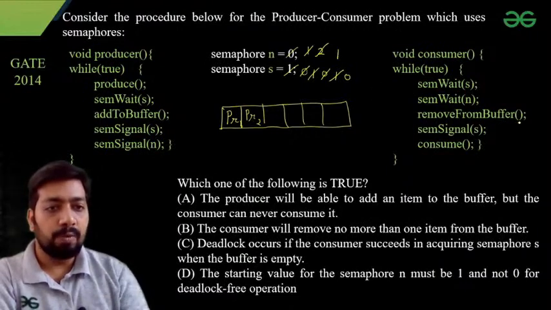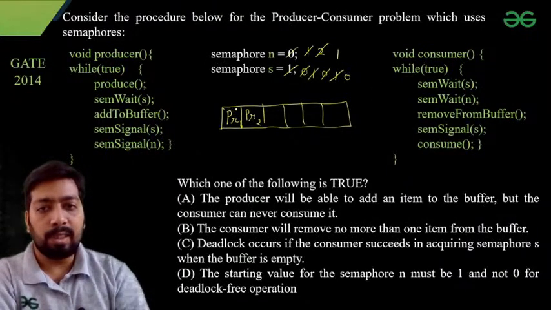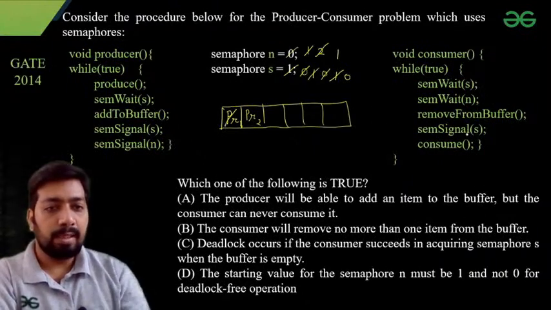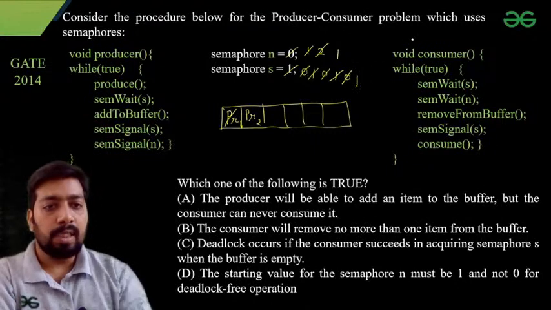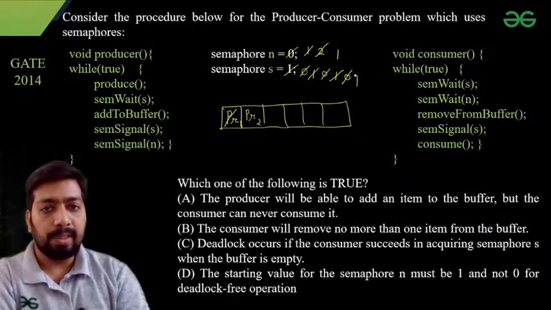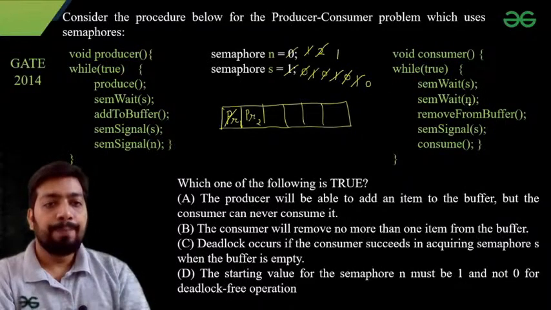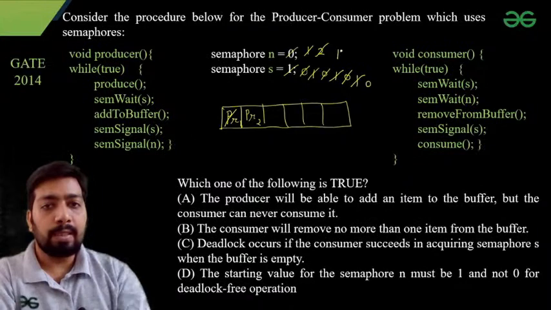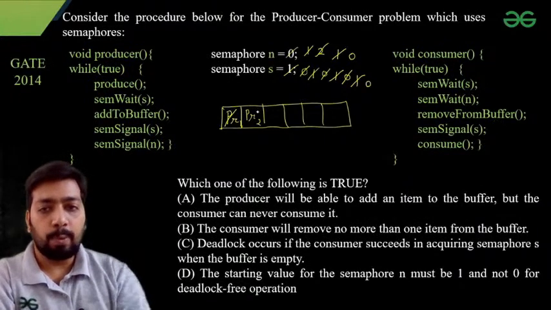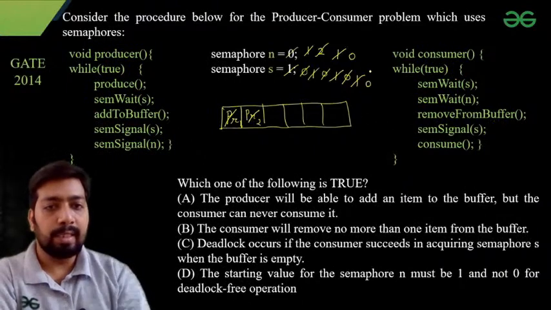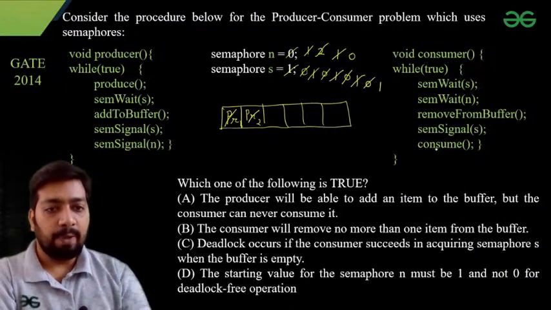After that it will remove an item from the buffer. Suppose it is removing the first item, and after that semaphore signal S. So signal 1. Now suppose it again wants to consume an item, it will perform semaphore wait S operation, then fine. So S goes to 0. Then semaphore N is going to wait, so it is 0. Fine. Then remove from the buffer. So product 2 is also removed. Then signal S. So S goes to 1, and it performed perfectly.